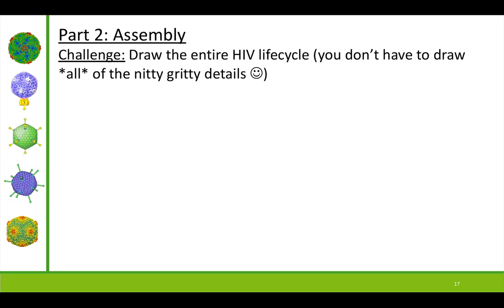So I'm going to go ahead and challenge you to pause the video right now and to go ahead and draw the entire HIV life cycle. Again, you don't have to draw all the nitty-gritty details. So that whole reverse transcriptase hopping back and forth between the pseudodiploid genome, crazy rearrangement that happens, you can leave all that out and shorthand it, but try to put all of the pieces together. So again, pause the video, complete the challenge, and then when you restart, we'll come back and I'll actually walk you through my model of how I envision this happening.